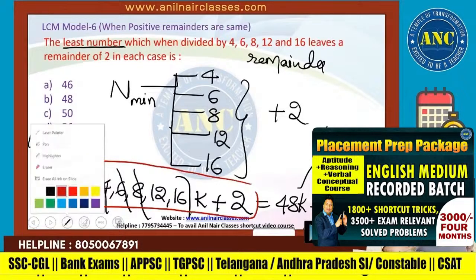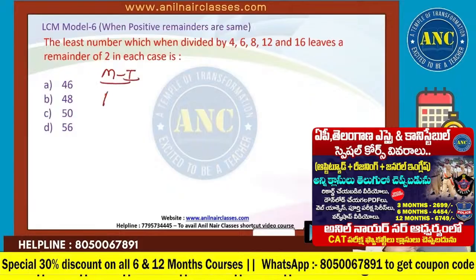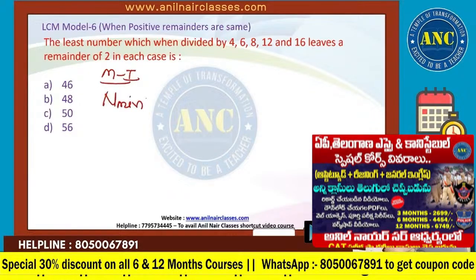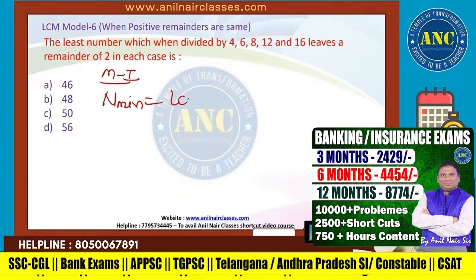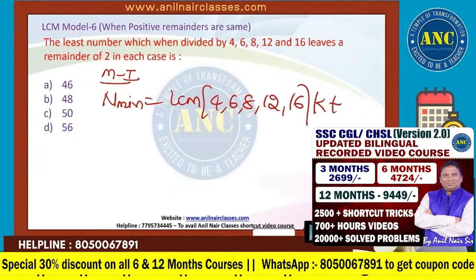I hope it is clear. Method 1 is very easy. Everybody solves these things: LCM of 4, 6, 8, 12, 16 into k plus 2. Method 1. Method 2.